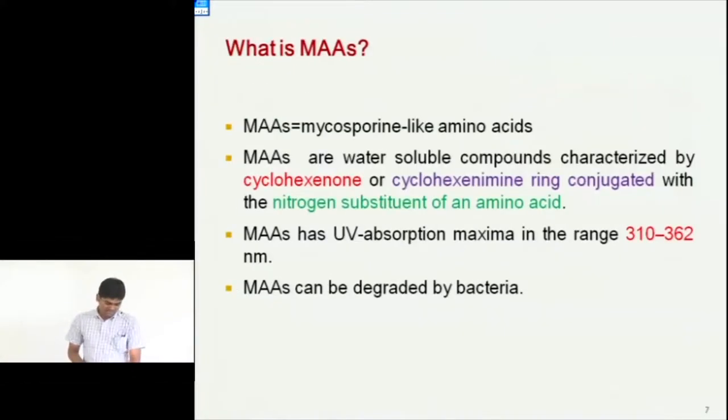What is MAA? MAAs are mycosporine-like amino acids, which are known in nature in the sun, skin, water-soluble nitrogenous compounds, characterized by a cyclohexanone and cyclohexenimine ring conjugated with the nitrogen substituent of an amino acid, which protect from the photochemical effect of solar radiation. MAA has UV absorption maxima in the range of 310 to 362 nanometer, which lies in the UVA above UVB. Another characteristic of MAA is that it can be degraded by bacteria very easily.